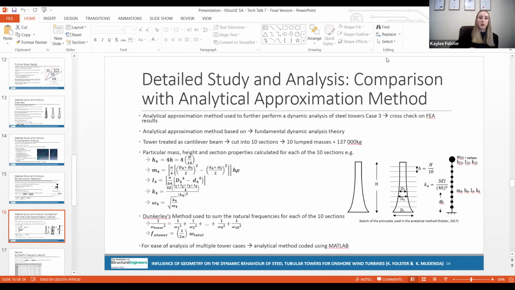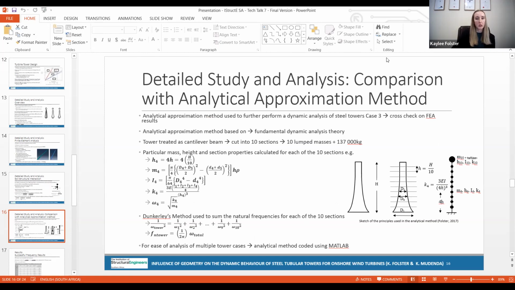Okay. And then, as any good engineer should be doing, we should never just be using software blindly. We should always be coming up with another method to verify those results. So in this particular case, we made use of an analytical approximation method, and this method essentially made use of the lumped mass principle.